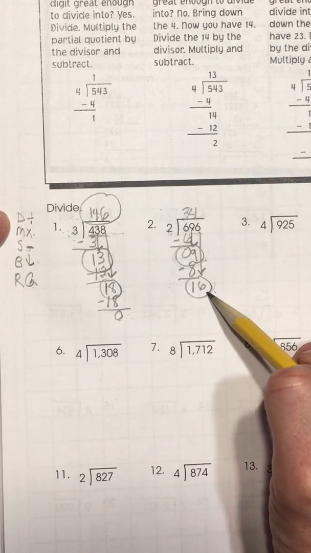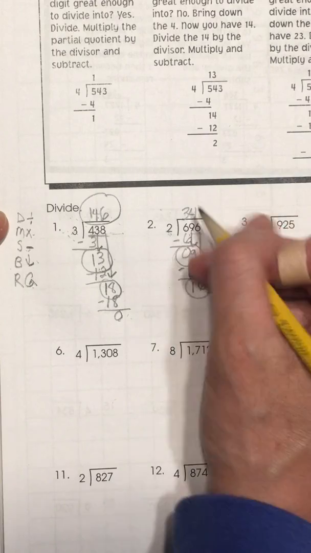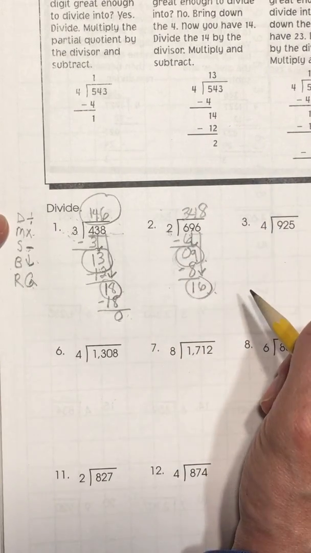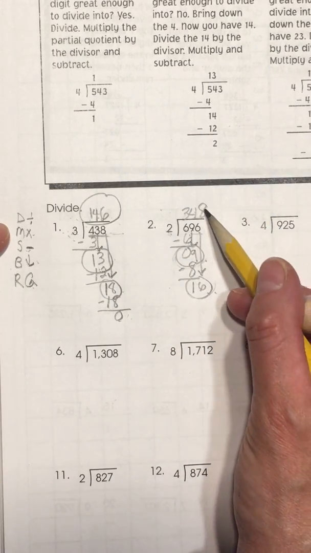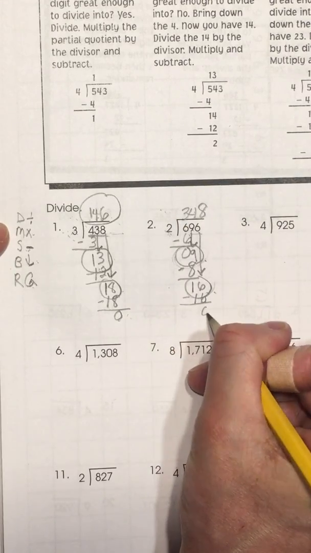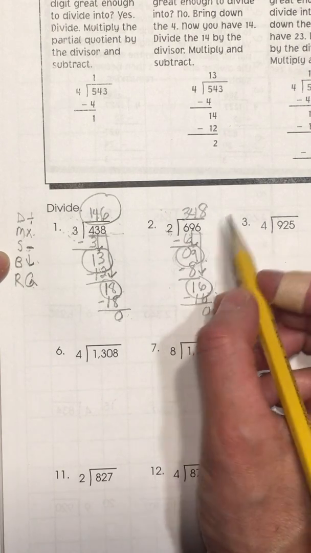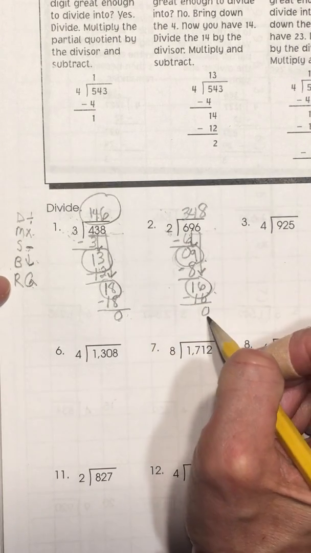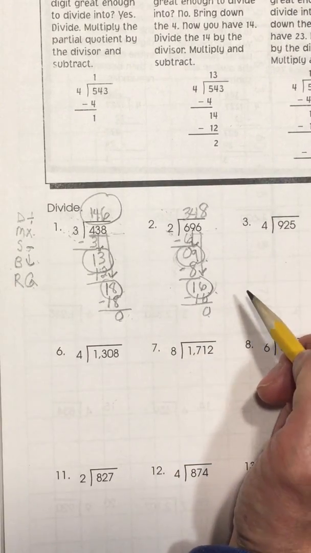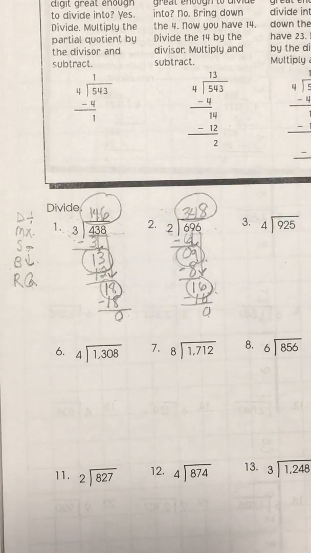Can 2 go into 16? Yes. How many times? Ask yourself, 2 times what is 16? And I can come up with an 8. Now I multiply. 8 times 2 is 16. It's a 0. I have nothing else to bring down. I have no remainder. There's nothing to repeat. So my answer is 348.